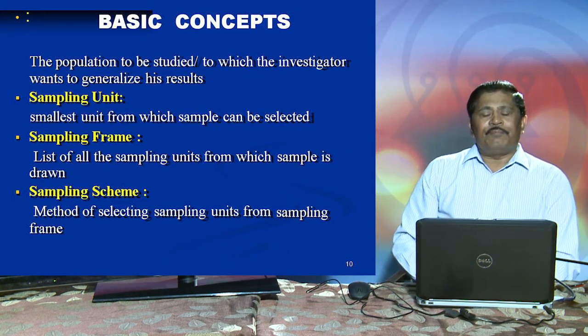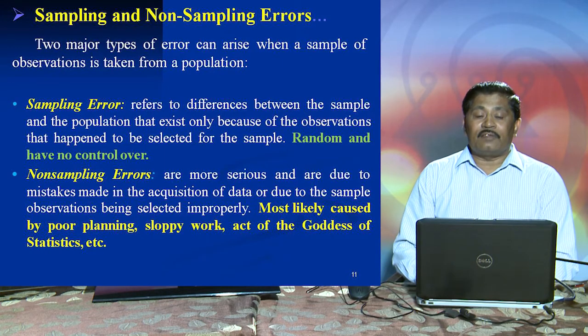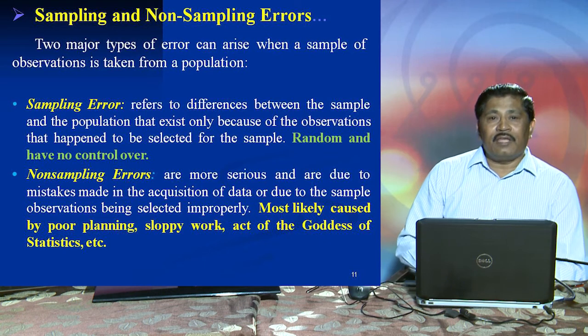Then when we talk of sampling, there are two types of error we make: first, sampling error, and second, non-sampling error. We have to think of these two very carefully, because when we are selecting samples from the population with some specified procedure, we are likely to make these two types of error. Sampling error refers to the difference between the sample and the population that exists only because of the observations that happen to be selected for the sample. It is random, you have no control over it, right.